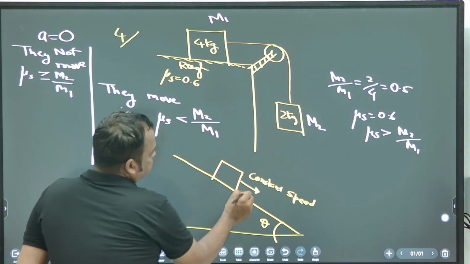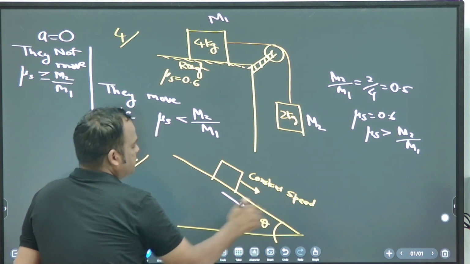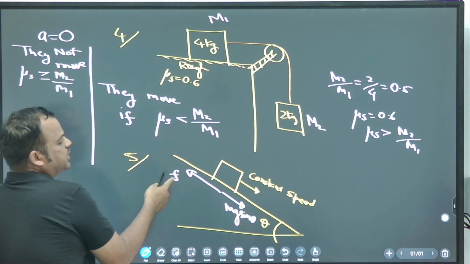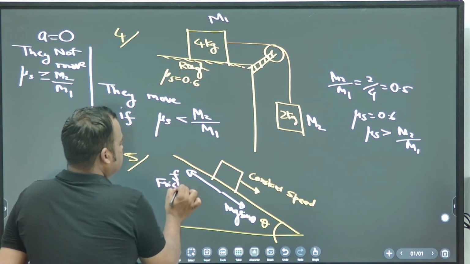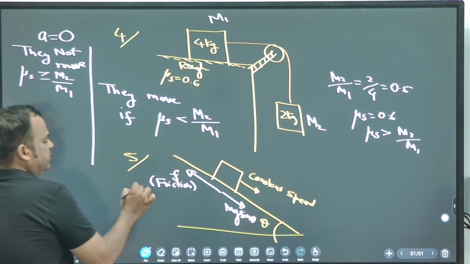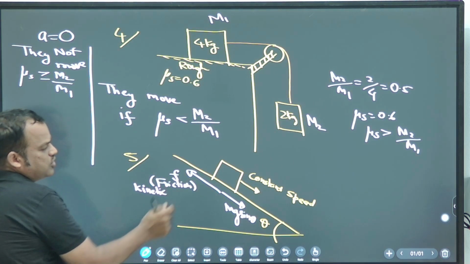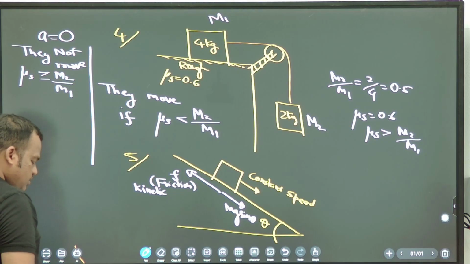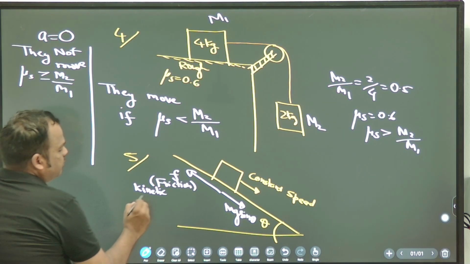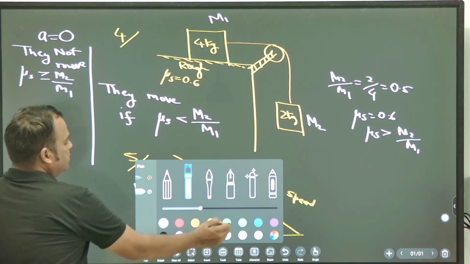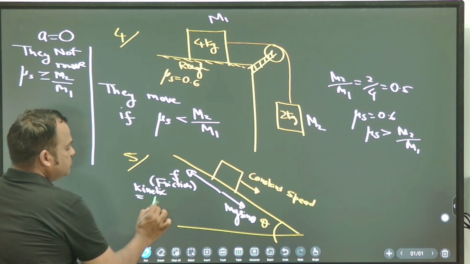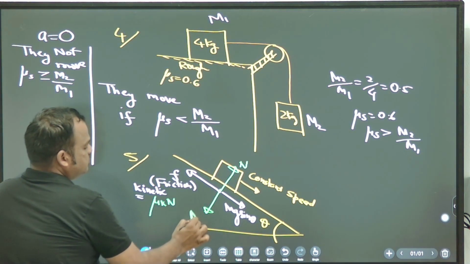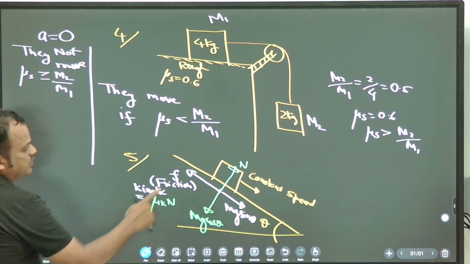Now what is the downward force? mg sin theta. And what is the upward force? Friction. Kinetic or static? Kinetic. Good. So this is kinetic friction because movement is there. Both are equal. So coefficient of kinetic friction they are asking. What is the formula for kinetic friction? Mu k N. And how much is N? Mg cos theta. So they are equal.